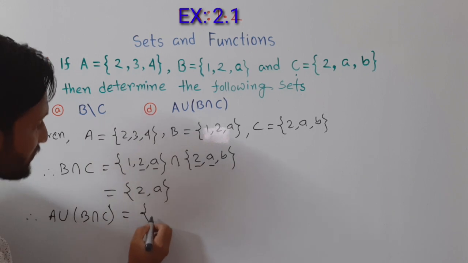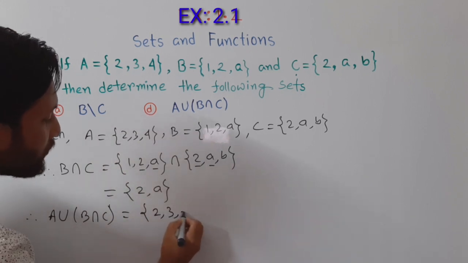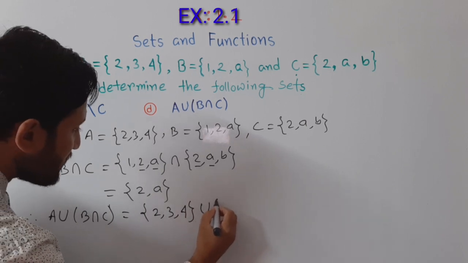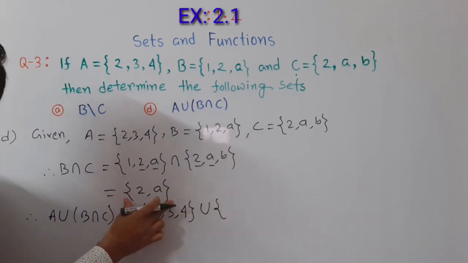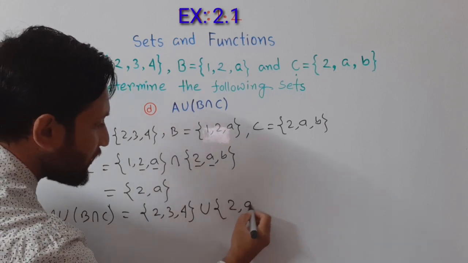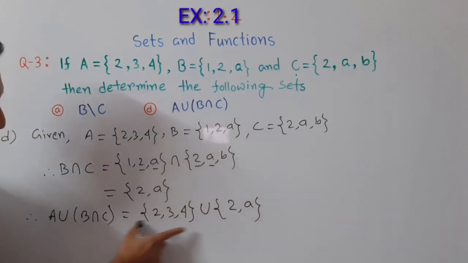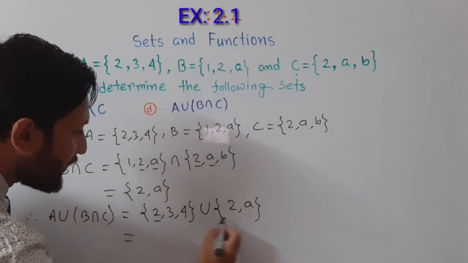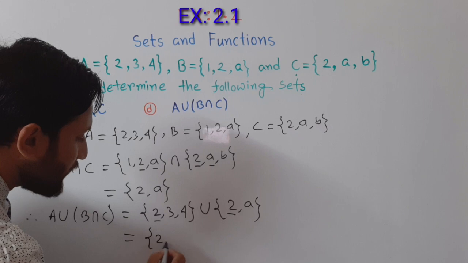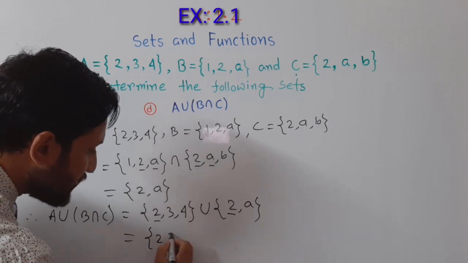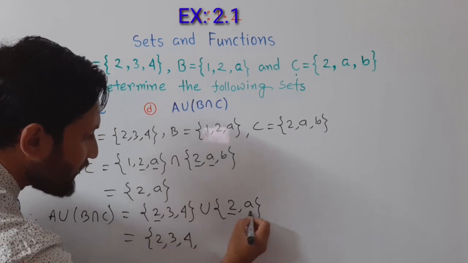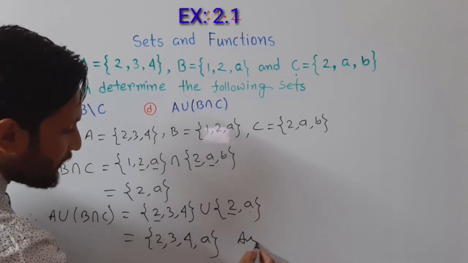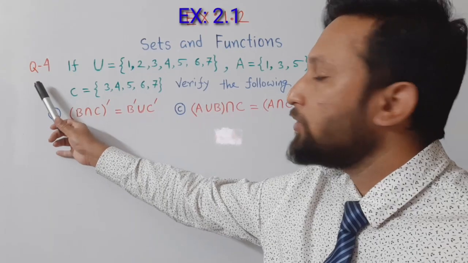Okay, so write down the elements of A, that means 2, 3, 4, and then union of B intersection of C. B intersection of C, that means 2, a. So write down 2, a. So union means common and uncommon elements. So at first write down the common elements 2 and 2. So common element 2, and then the other rest elements are 3, 4, and a. Okay, it is our required answer. I hope everybody is clear.